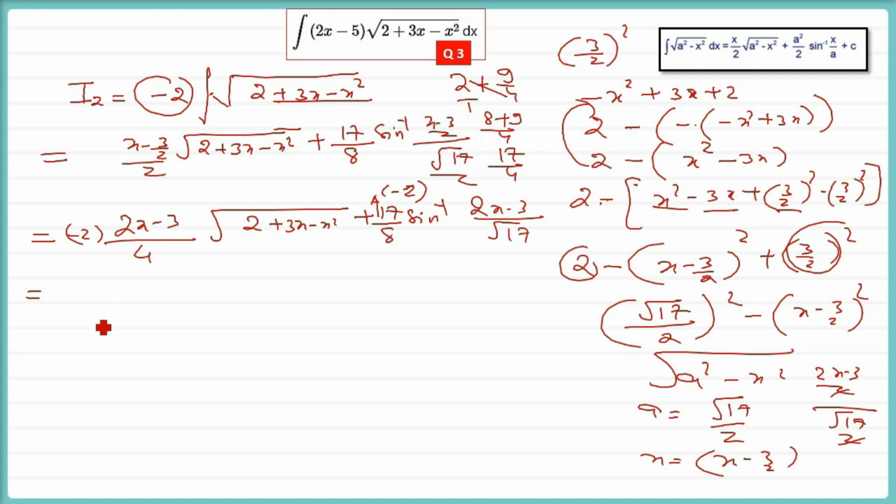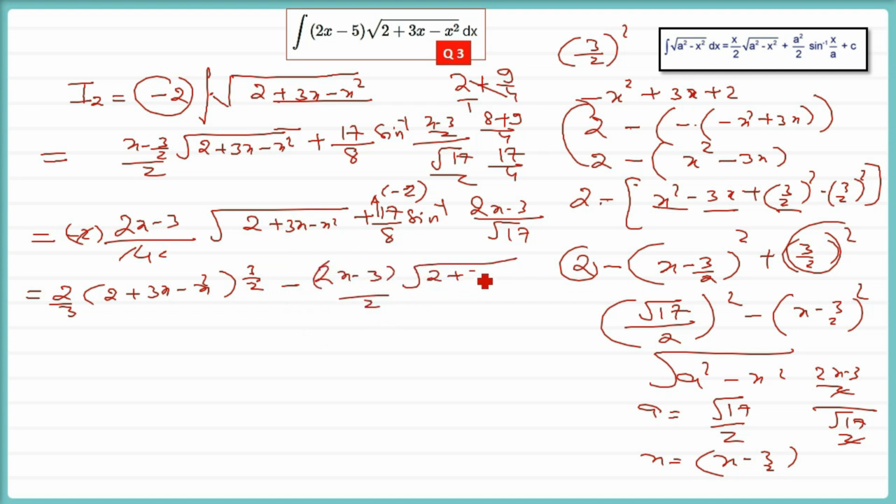Okay, we'll multiply by negative 2 and simultaneously add I1 so that we get I. What was I1? 2 by 3, (2 plus 3x minus x squared) to the power 3 by 2. This was our I1. Now the first term, which is negative 2 multiplied by 4, will be negative 2x minus 3 divided by 2, under root 2 plus 3x minus x square, which remains unchanged. And here negative 2 will be multiplied by 17 by 8. So 2 4s are 8, it will be negative 17 by 4, and sine inverse (2x minus 3 divided by under root 17).